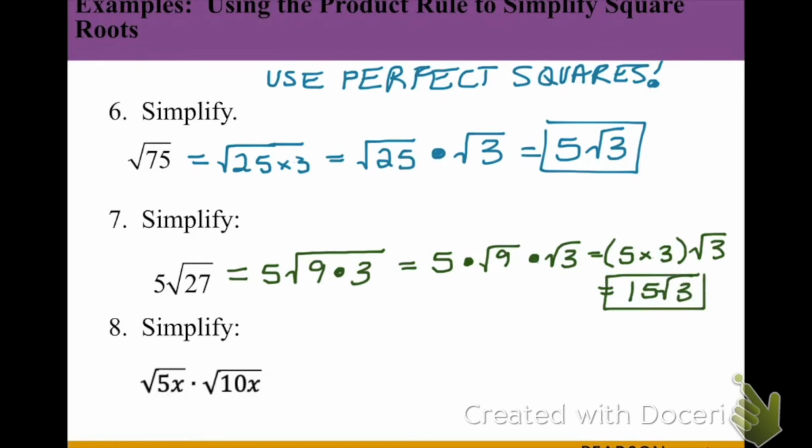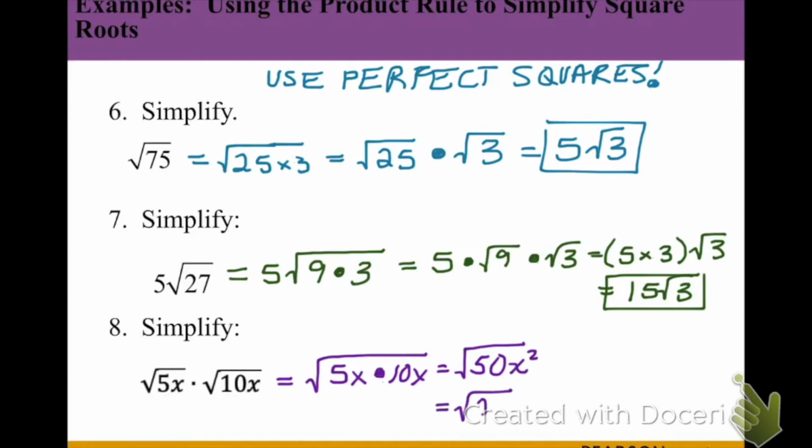In this last example, notice we're going to be going the other way. We already have a product here, square root of 5x times square root of 10x. Neither the 5 nor the 10 have a perfect square that we can take out. So what we're going to do first is multiply those together, giving us 5x times 10x, which will give us the square root of 50x squared.